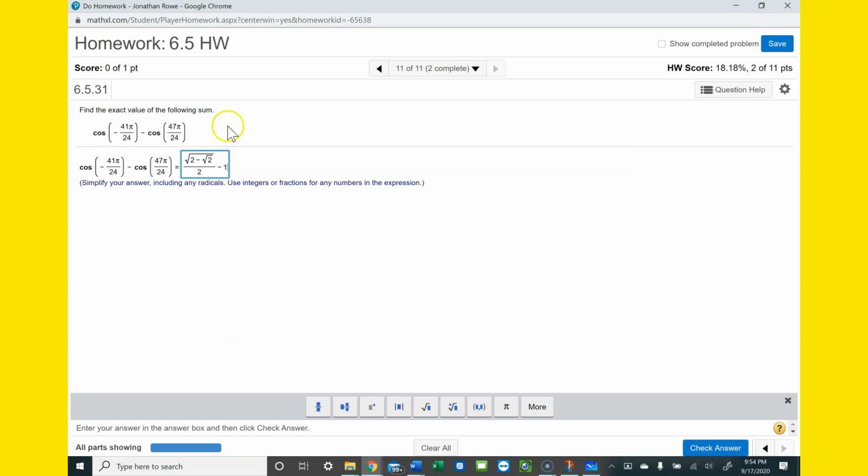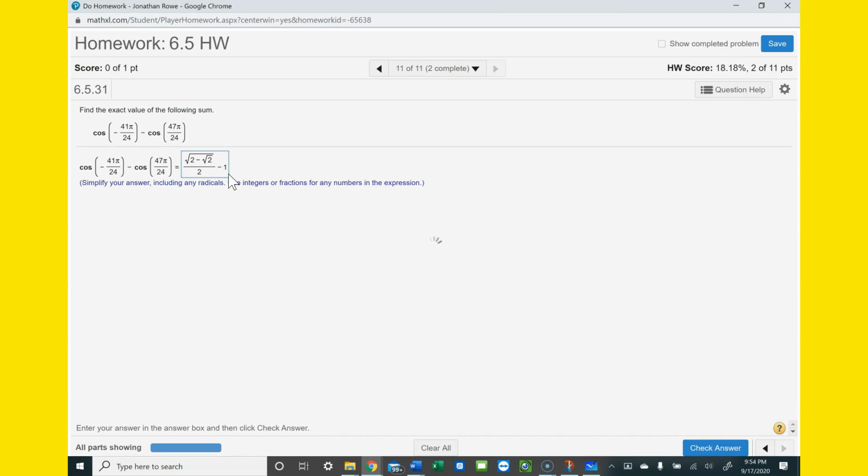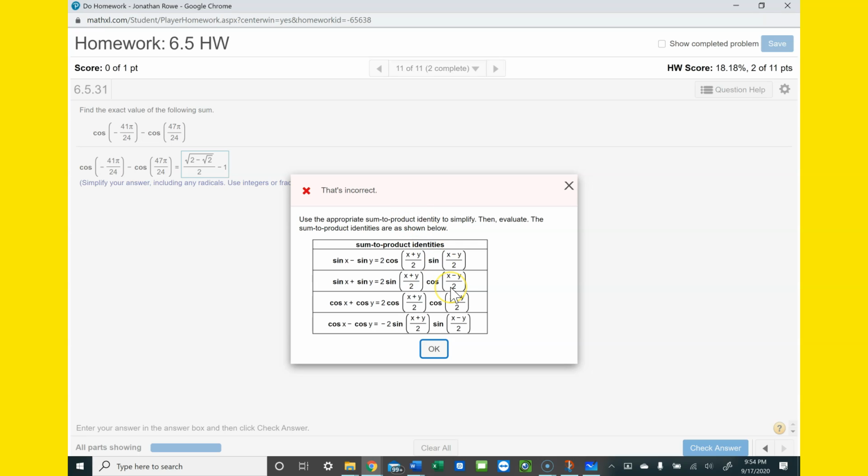Alright, I just typed it in. I'm hitting enter. It says I am incorrect. I think I see my error. And it is that these two things are not added together. They're multiplied. So I shouldn't have subtracted 1. I should have multiplied by negative 1.